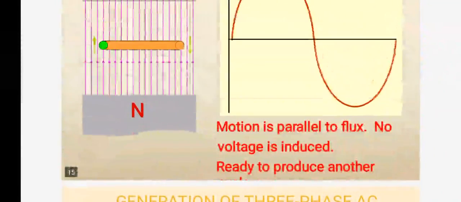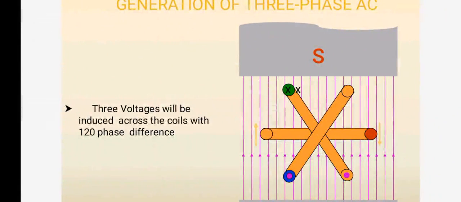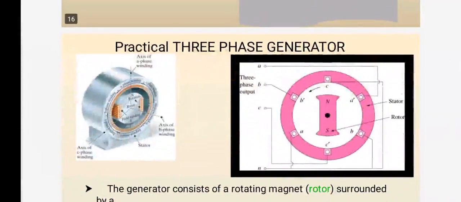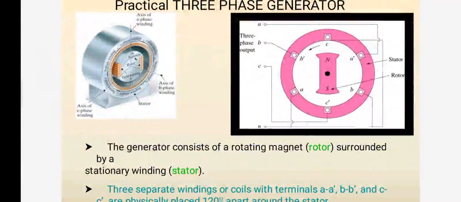Similarly, this is for a single phase. If you go for three phase, you can see here there are three conductors placed 120 degrees apart, so that we can generate three different waveforms. From the next diagram, this is the practical three-phase generator. We have poles, and we have a stator and rotor. You can see from the diagram.